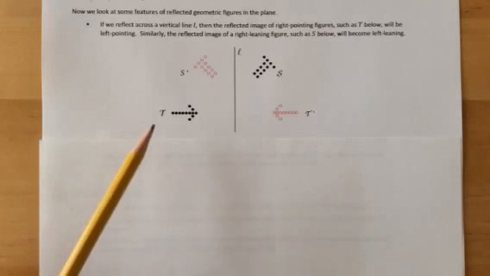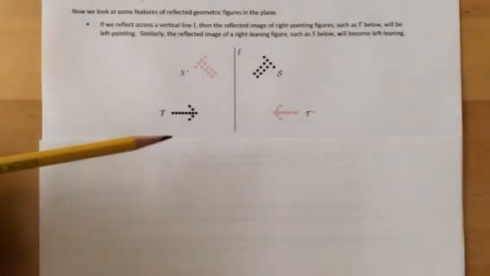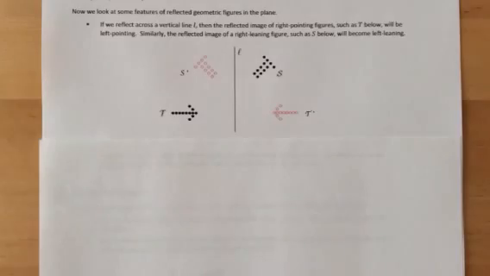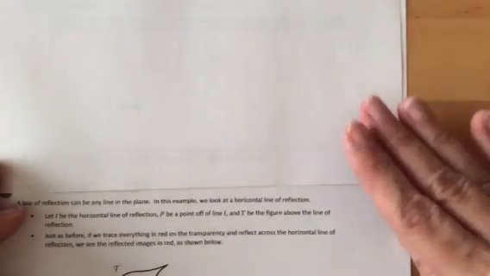So when the arrow got flipped over, it changed from a right pointing arrow to a left pointing arrow. Okay. So sometimes reflections can be difficult to predict when they get a little more complicated.